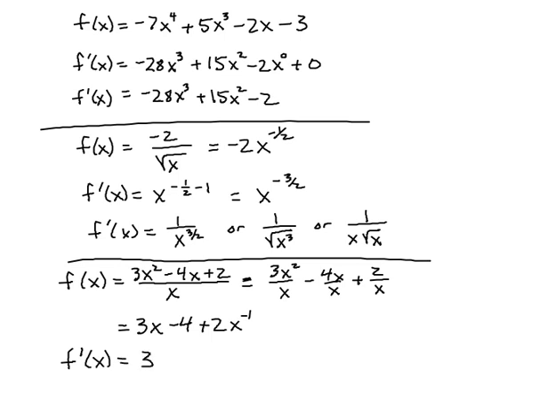So I have 3, and then minus 4, the derivative of that would be 0, and then minus 2x to the minus 1, subtract 1 would be minus 2, or finally my derivative would be 3 minus 2 over x squared.